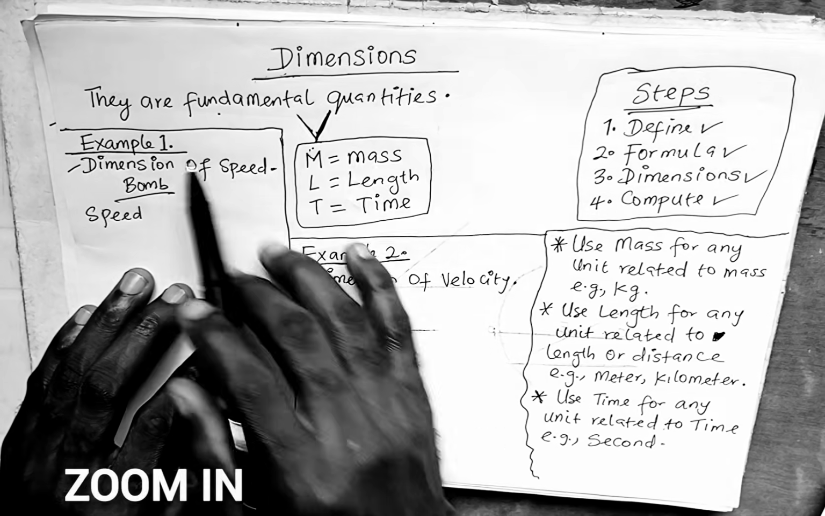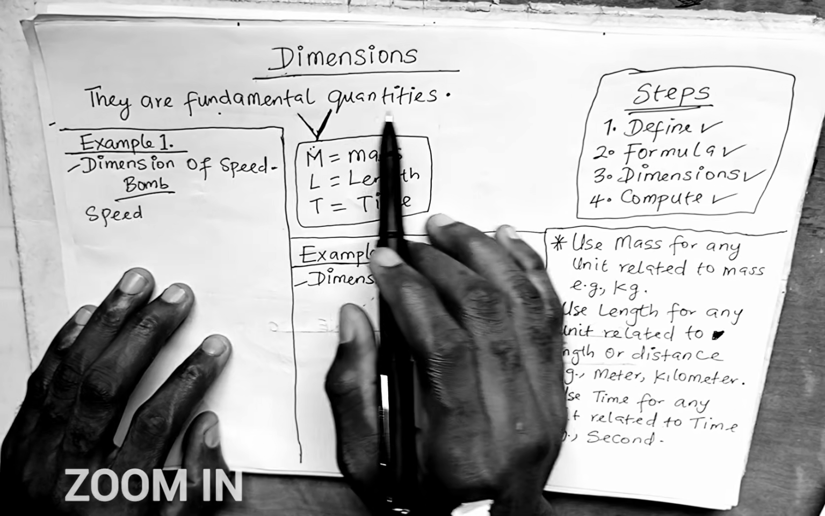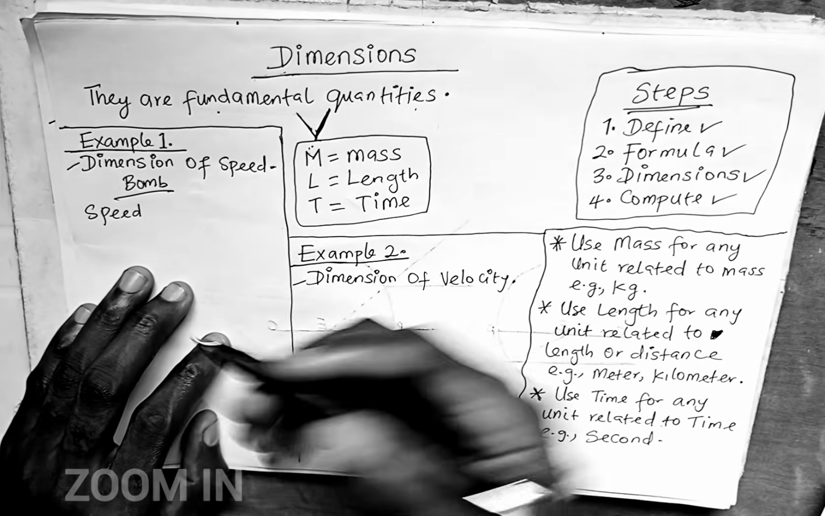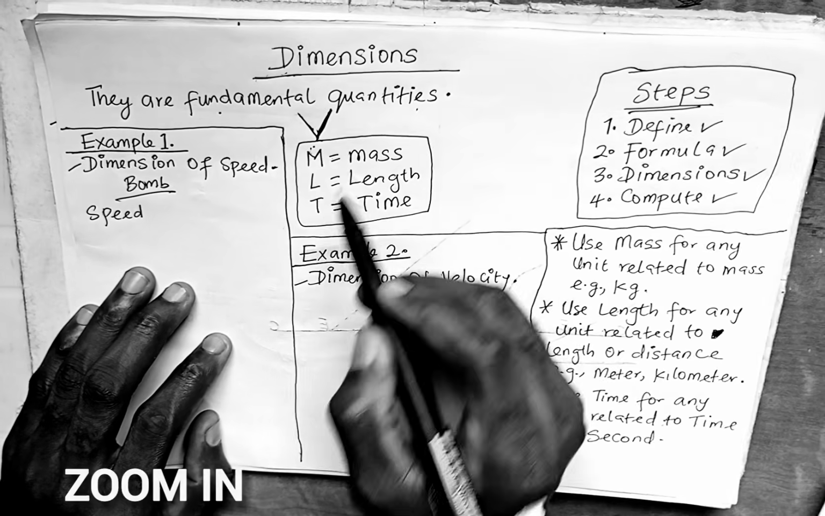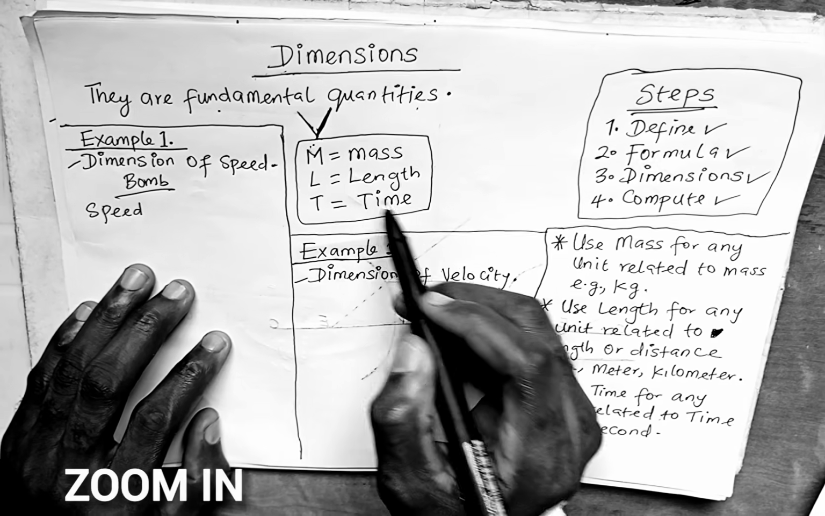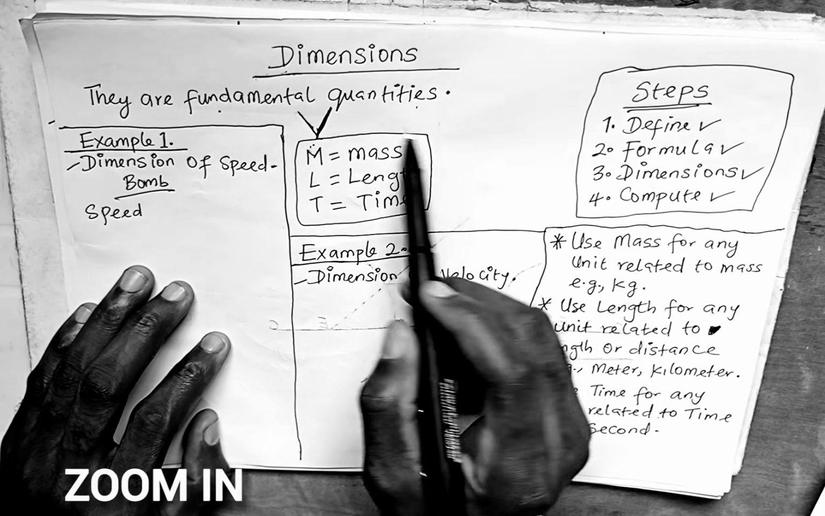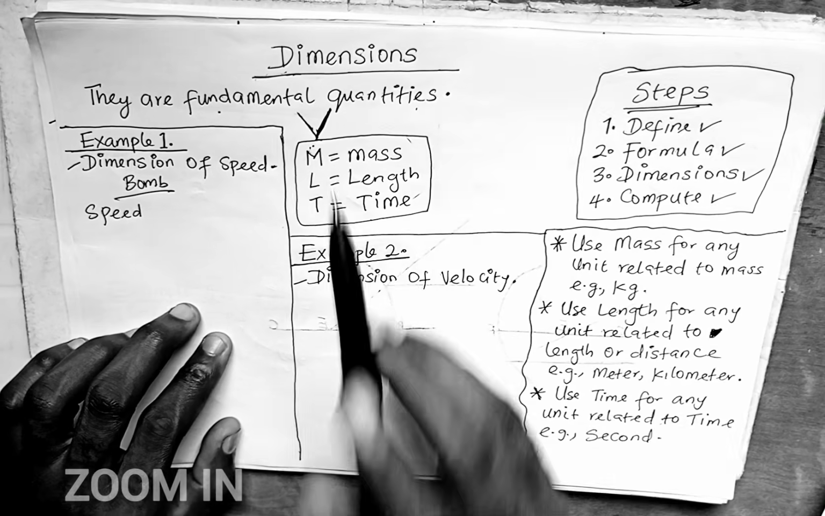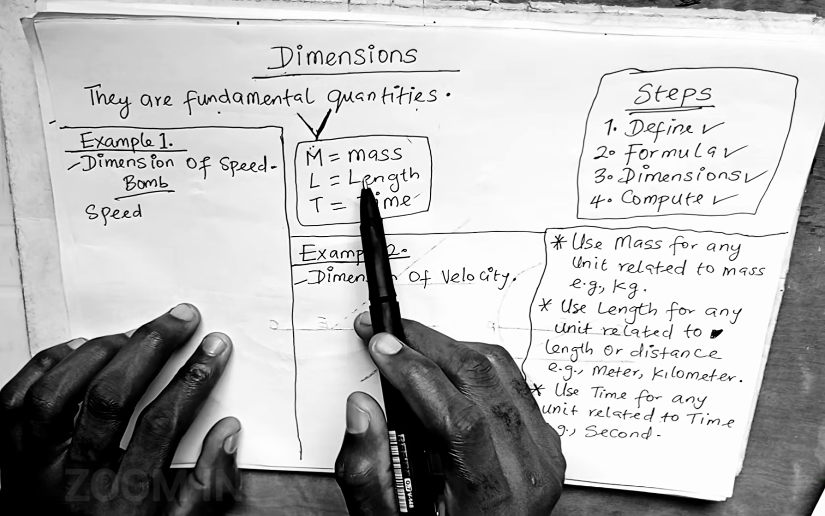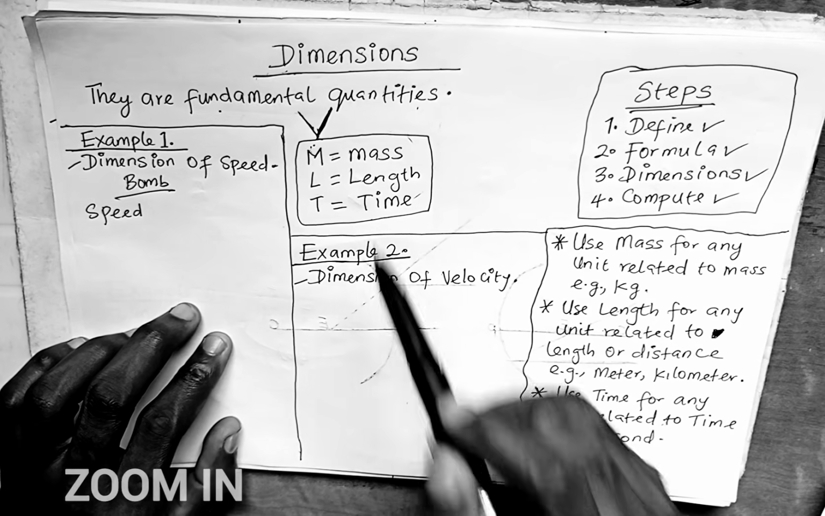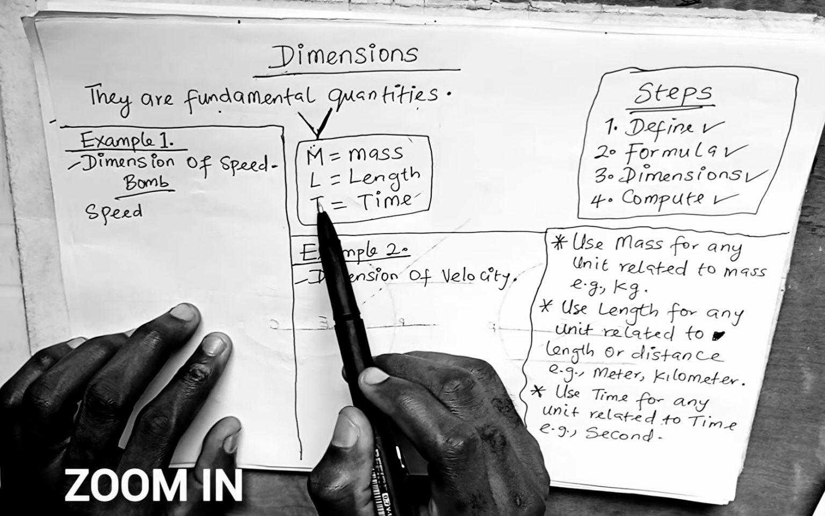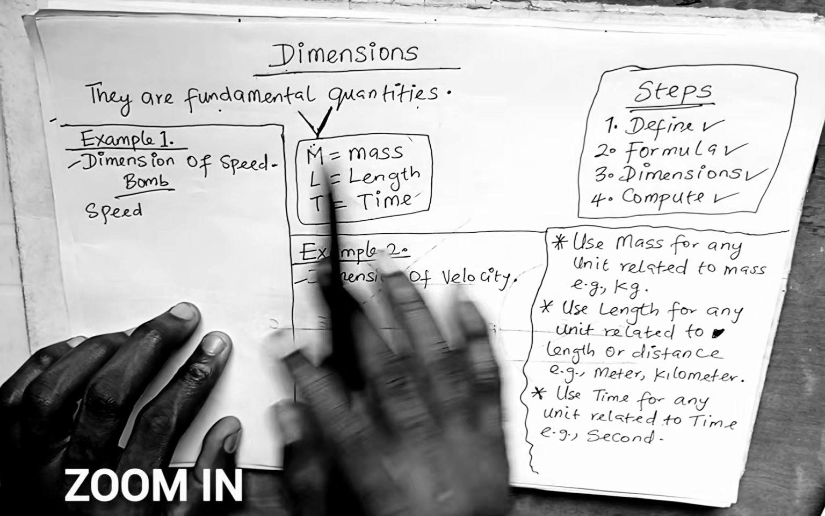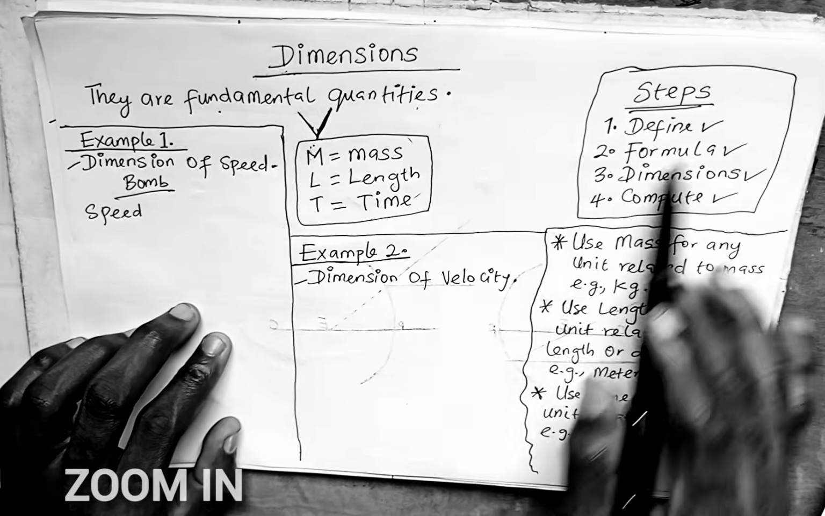Let's go. What are dimensions? They are fundamental quantities. That's the component of dimension, and they include M, which stands for mass, L, which stands for length, and T, which stands for time. These three are the fundamental quantities: mass, length, time. So dimension is simply converting a unit of a quantity to mass, length, and time. You reduce that unit of that quantity and represent it with mass, length, and time. That's what dimensions are.